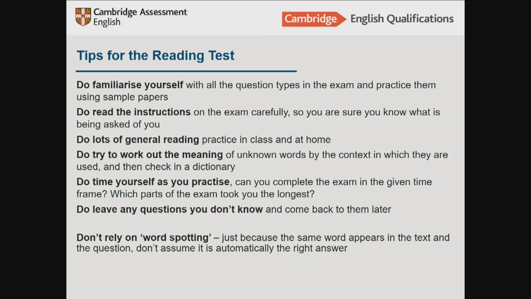Also, you shouldn't rely on word spotting. Just because the same word appears in the text and in the question, you shouldn't assume that that's automatically the right answer. And really, lots of these skills that I've explained for reading are also valid for the other papers in the exam that you'll be studying for.